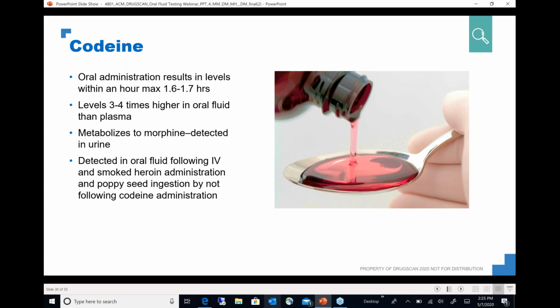Codeine, oral administration will result in levels within an hour with maximum of 1.6 to 1.7 hours. Levels typically are 3 to 4 times higher in oral fluid than plasma. Codeine metabolizes to morphine. You will detect that in urine. We will not, generally speaking, see a lot of codeine metabolize to morphine in oral fluid, as we just mentioned. Codeine is detected in oral fluid following intravenous and smoked heroin administration and poppy seed ingestion, but not following codeine administration.